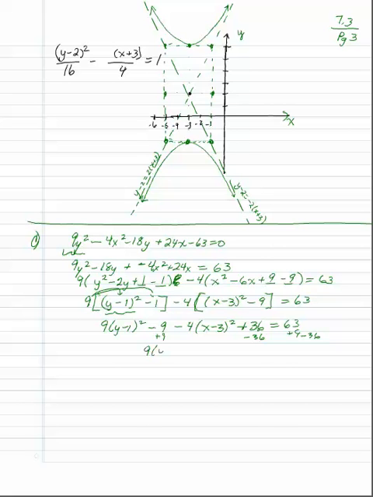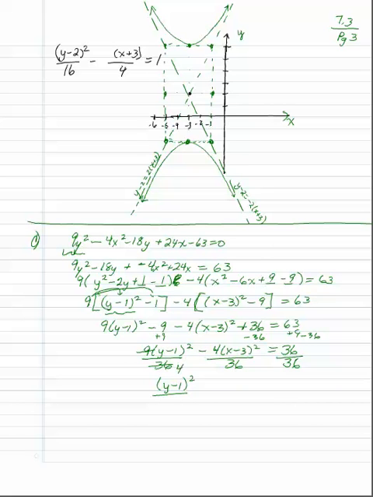So I get 9 times y minus 1 squared minus 4 times x minus 3 squared equals 63 plus 9 minus 36, which is 36. Is that right? Let me try that again. 63 plus 9 minus 36. 36, yep. Okay, and then we want it to be equal to 1, so we divide by 36, just like we did with the ellipse. So there's no difference doing this technique with a hyperbola or an ellipse, just the minus sign in the middle.